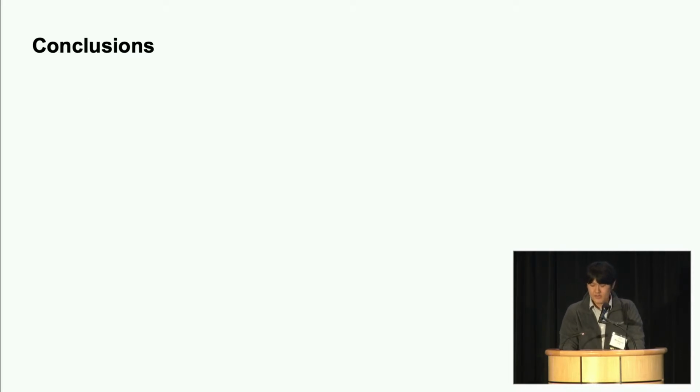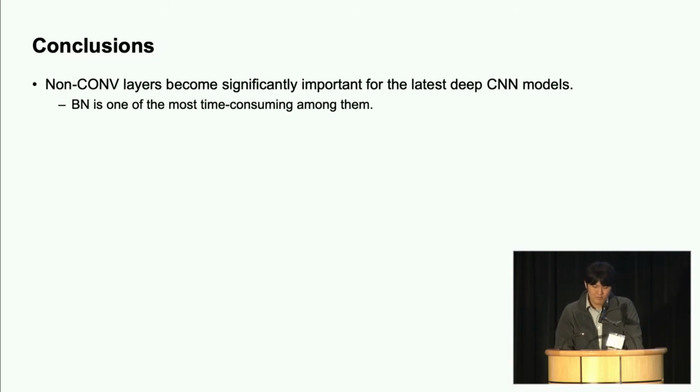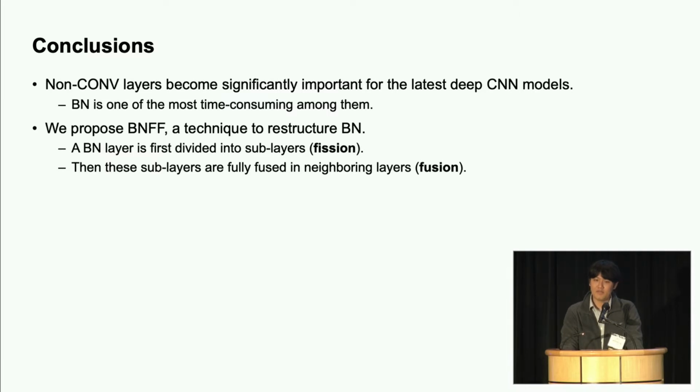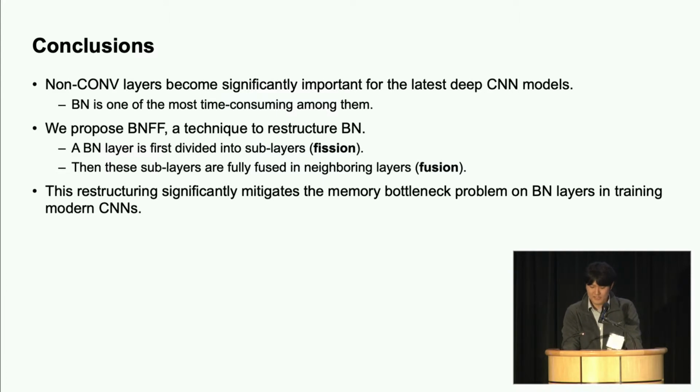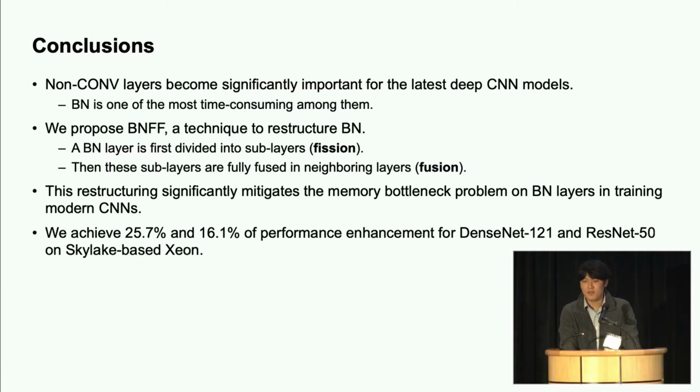So to summarize, non-conv layers are becoming more important in those deep and recent models, and BN is especially the heaviest among them. We restructure it with our BNFF, BN fission and fusion, by dividing the BN algorithm and fusing the parts into its neighbors, so that we complement existing layer fusion techniques, reducing the memory bottleneck problem of BN in training. Finally, we achieved speedups of about 25% and 60% on DenseNet and ResNet respectively on a CPU-based platform.